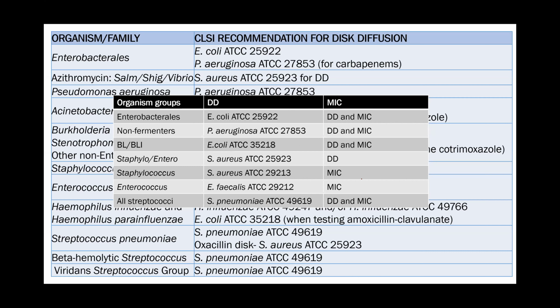However, the Staphylococcus and Enterococcus, for disc diffusion, the strain is the same, whereas for MIC, they have their respective strains. I told you the Staphylococcal ATCC number is different for MIC, and for Enterococcus, by and large, you need to use a separate Enterococcus ATCC strain. Okay, so this is all about the requirement of the QC strain.